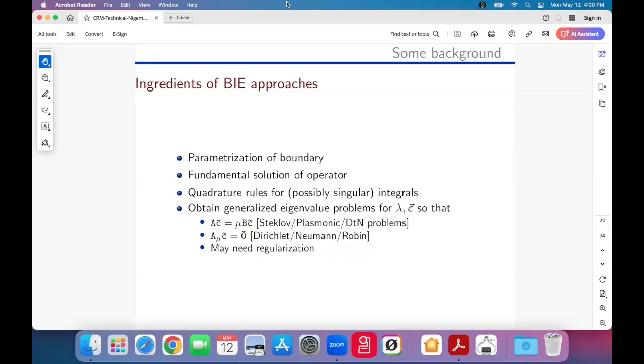And once you've put it all in, you're going to get a discrete problem. The discrete problems are either a generalized eigenvalue problem, A c equals mu times some other matrix B c, or you try to find the parameter mu so that A(mu) times the vector c is 0. So you're looking for the values of mu so that the matrix A becomes singular. You might need to regularize the problem. It may be that the matrices that you get are kind of horrible, and I'll show you an example of where that happens.